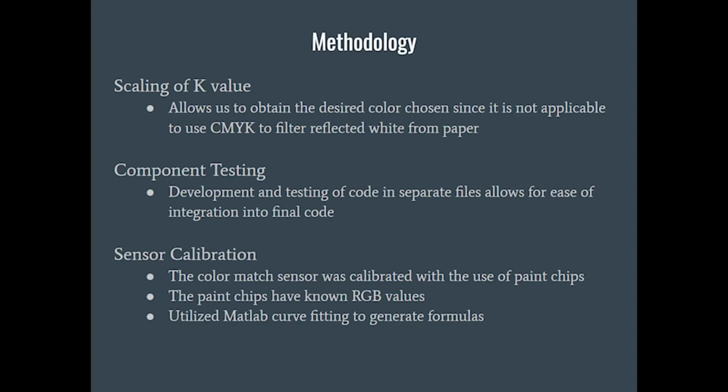Finally, the next hurdle we had was with the sensor calibration. It's fitting the sensor into our final project. The color match sensor had to be calibrated using paint chips provided by manufacturers. We scanned dozens of chips that had known RGB values, and then were able to map the sensor values to their correct RGB values in order to determine the correct formulas needed.